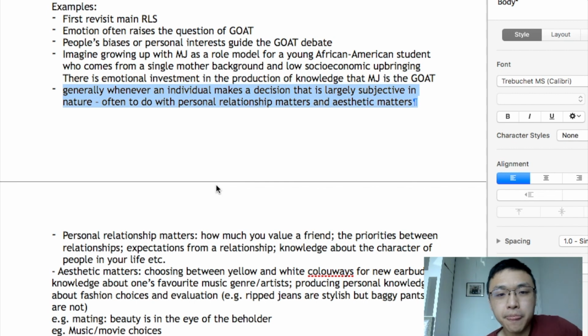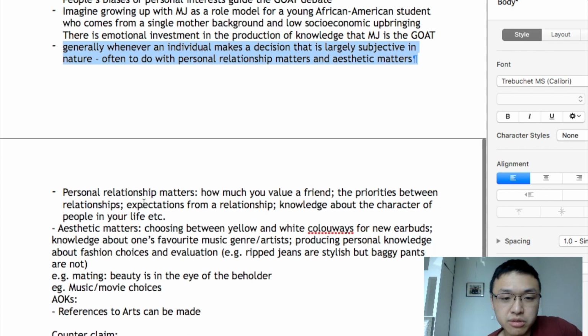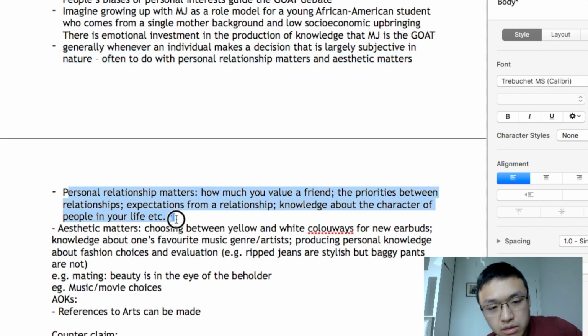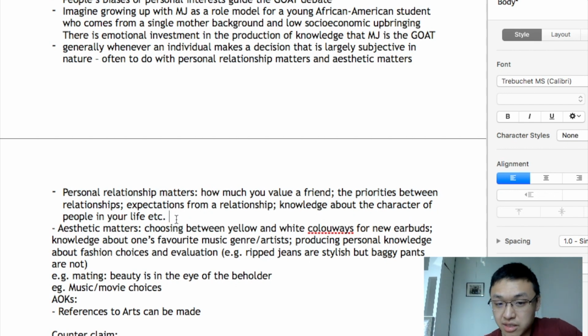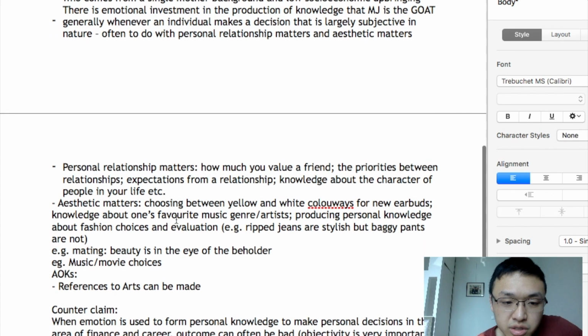So, as you can see, this is an example to show that emotion plays an important role in the production of personal knowledge, right? Especially for personal relationship matters, as we mentioned just now, how much you value a friend, how much you value a relationship, all of these types of personal knowledge are very much dependent on your emotions, right? Like how you feel about a certain friendship will determine how much you prioritize it, right? So emotion plays a huge role in these sorts of personal knowledge, right?